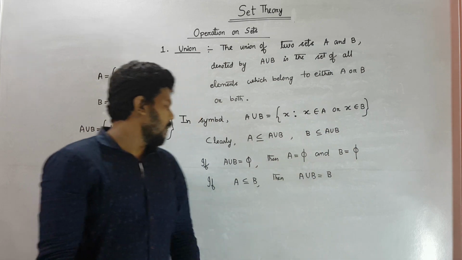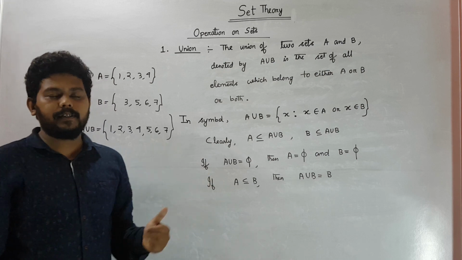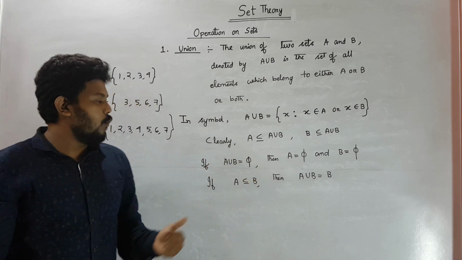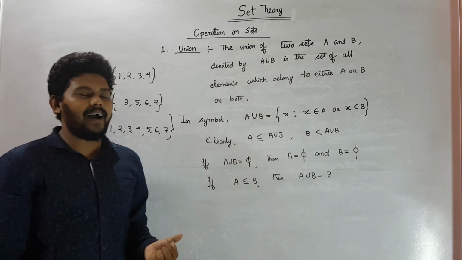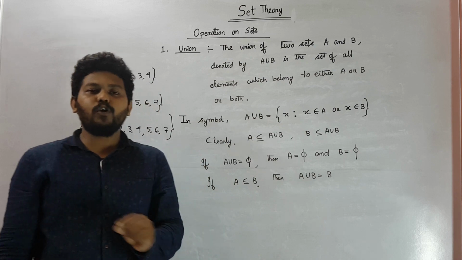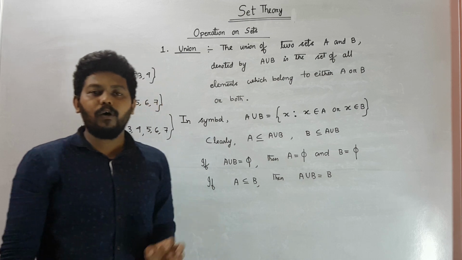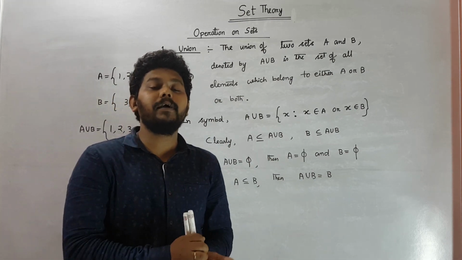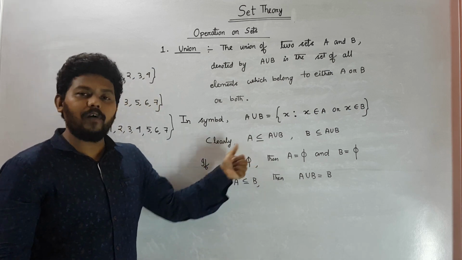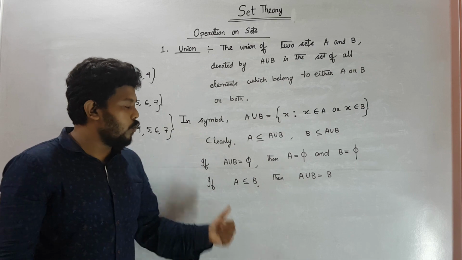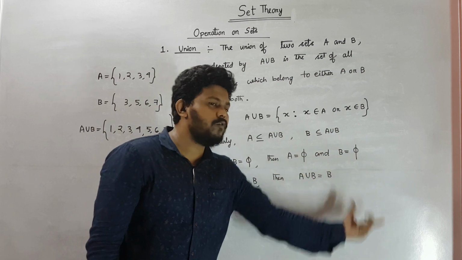If A union B is equal to phi, that is, the union of two sets is equal to phi, a null set. Now A and B are two different sets, and their union is phi. Phi means null set, that is, a set composed of no element. Therefore, we can write A is equal to phi and B is equal to phi. Because in A union B, we list all the elements present in set A or set B. Now, how can A union B be equal to phi if A and B are non-empty sets? So, A and B should be null sets. So, A equals phi and B equals phi.